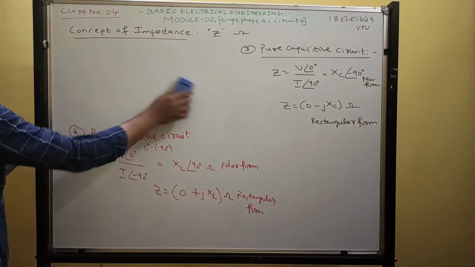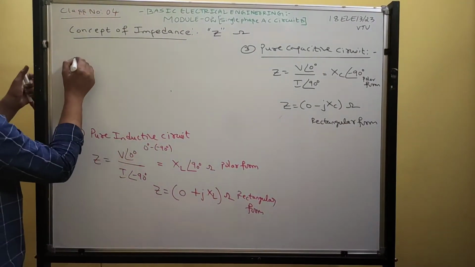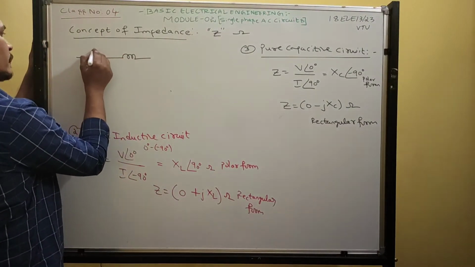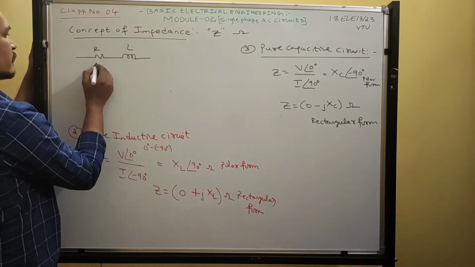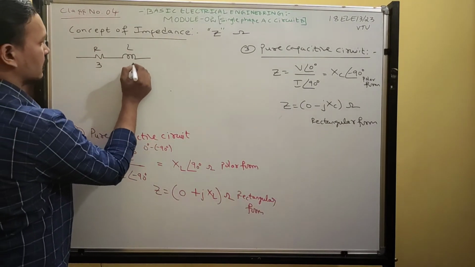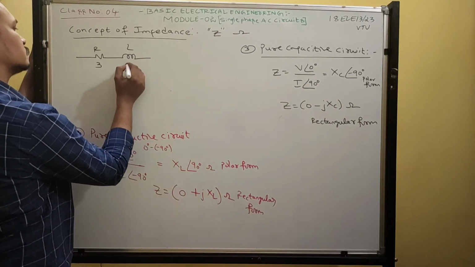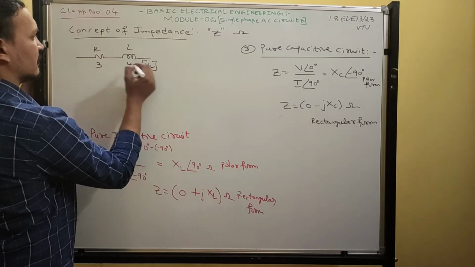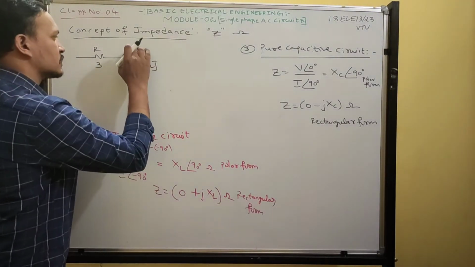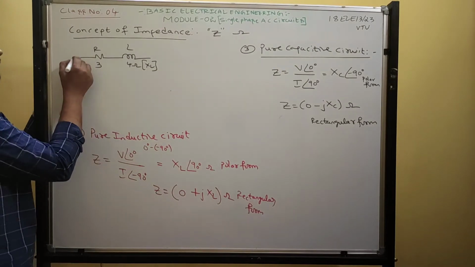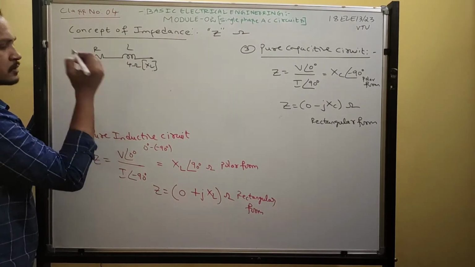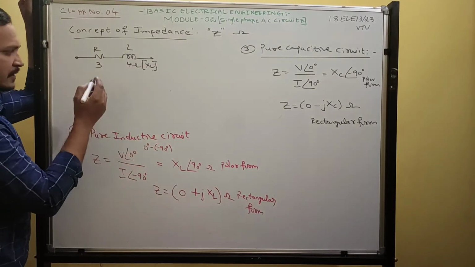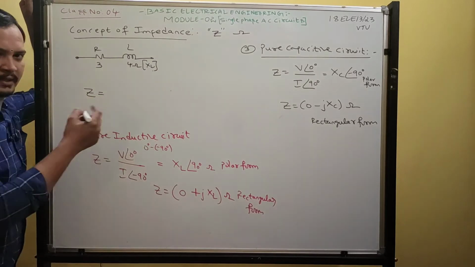Okay, now I will write one circuit. Look here. One circuit with a resistor and an inductor, R and L. R value I will write as 3 ohms and L value as 4 ohms, which indicates the XL value. Inductive reactance is 4 ohms and resistance is 3 ohms. It is connected across an AC supply. Now you have to represent this impedance in polar form or rectangular form.